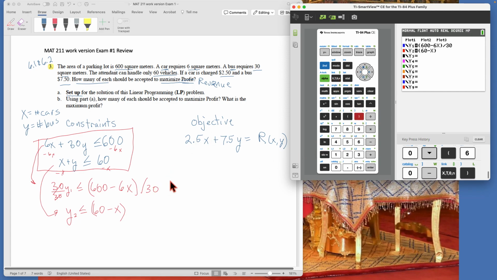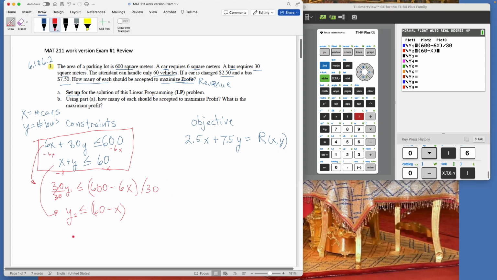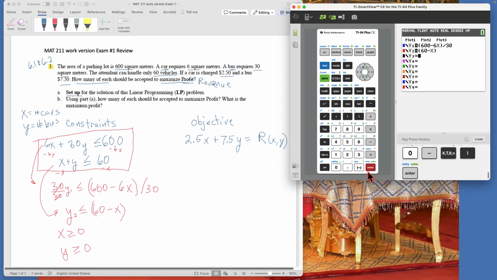And I guess, really to set it up fully, we come over here. The other constraint is that both x and y have to be positive. So x has to be greater than or equal to 0. You could have 0 cars, but can't have negative cars. And buses have to be greater than or equal to 0. So I'm going to put one more in here. We're going to put in y equals 0.